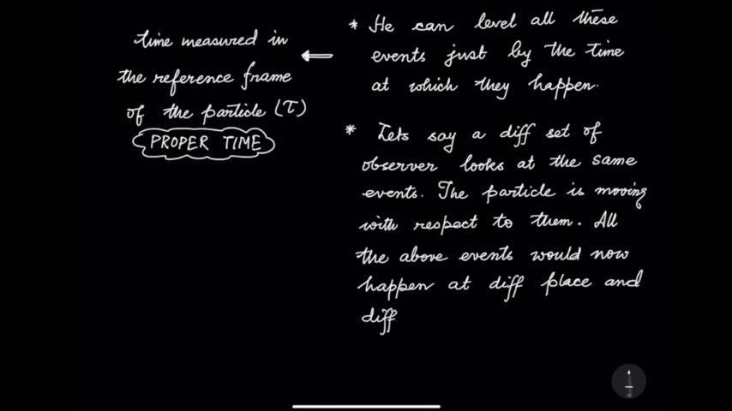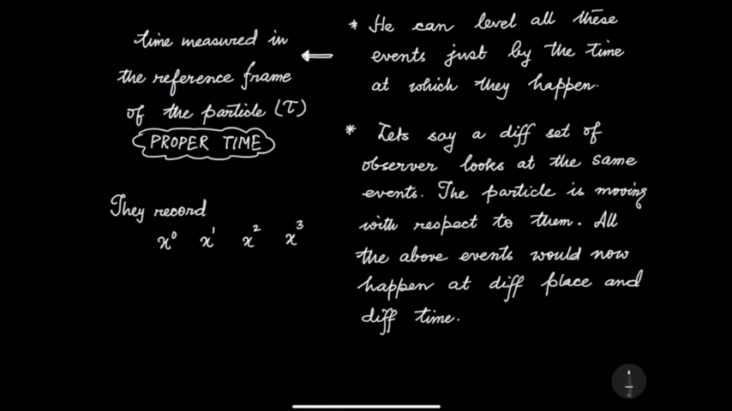They are happening at different times earlier also, but now they will also happen at different places because the particle is moving with respect to these observers. So say they record, let me write this way, x0, x1, x2, x3 for one event.